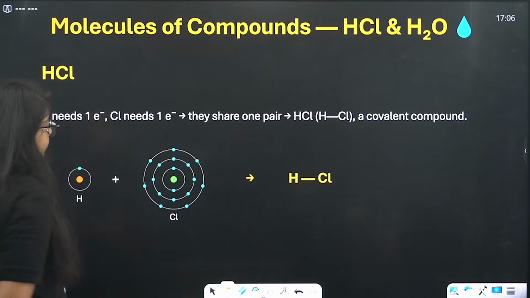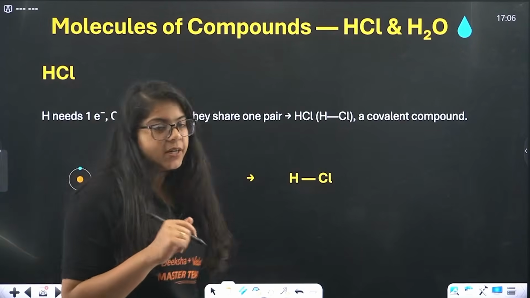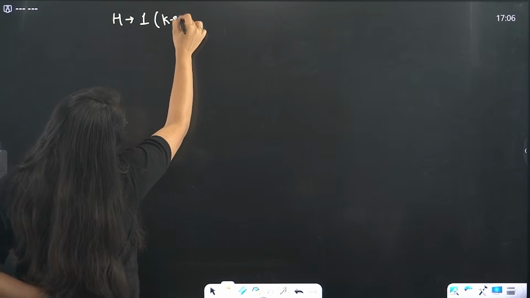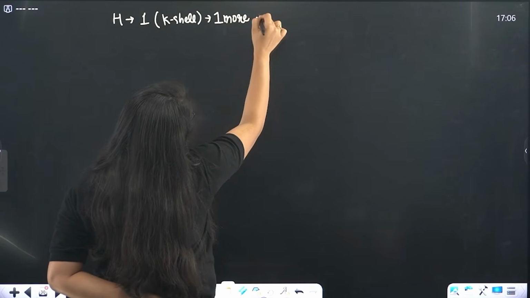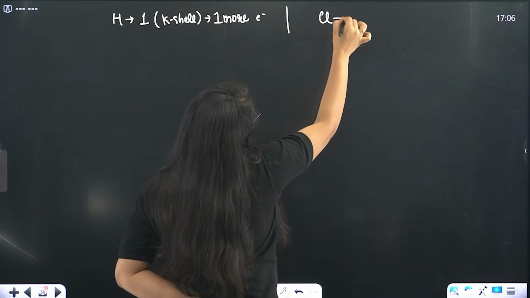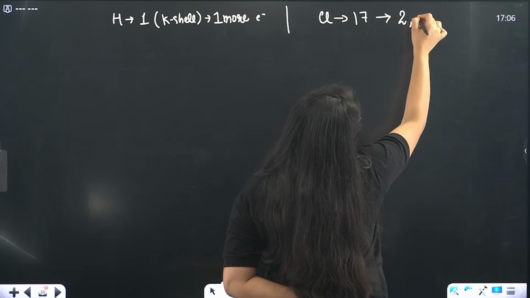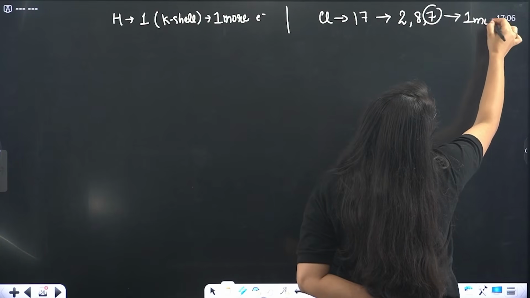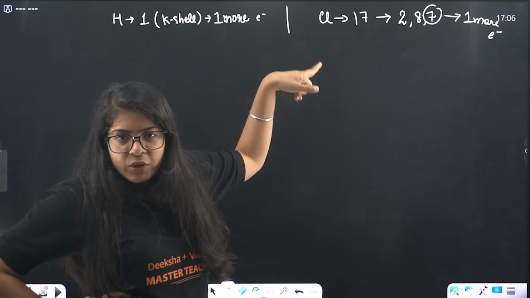Great. Now beta, talking about HCl, see, hydrogen has 1 electron. We already studied it, let me make it again. Hydrogen's atomic number is 1. To complete its duplet, that is its K shell, it needs 1 more electron, right? Then beta, chlorine. We also saw its atomic number is 17, and its electron configuration is 2, 8 and 7. To complete its octet, it needs 1 more electron, right? So hydrogen needs 1 electron, chlorine also needs 1 electron.